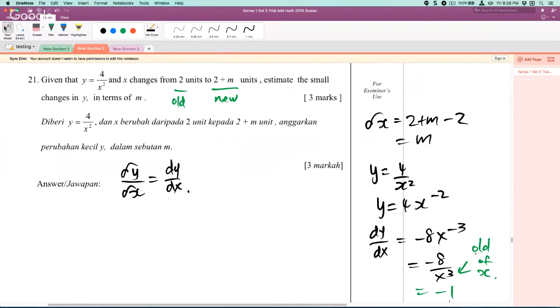So since I know that already, I can find my change of y easily. My change of y equals dy/dx, which is negative 1, multiplied by the change of x. My change of x is m. So the answer is just negative m. Okay, it's 3 marks. But if you understand this one, it shouldn't be too difficult for you.